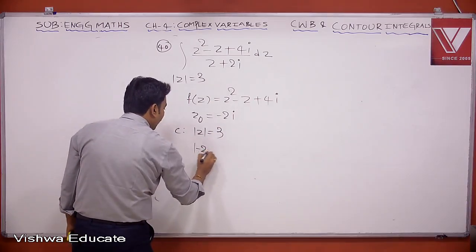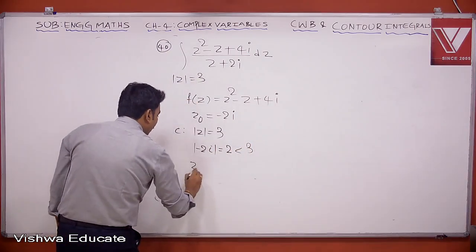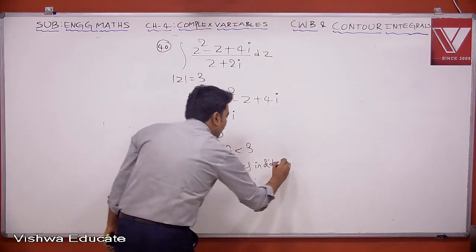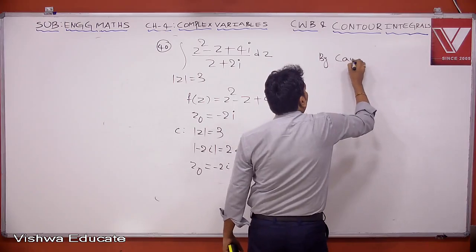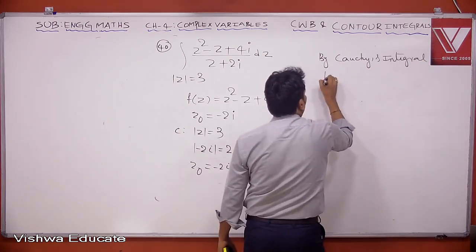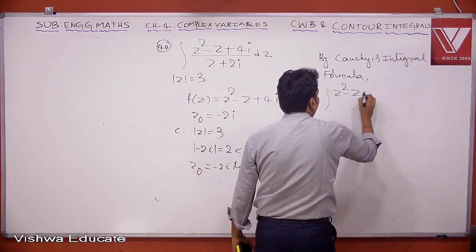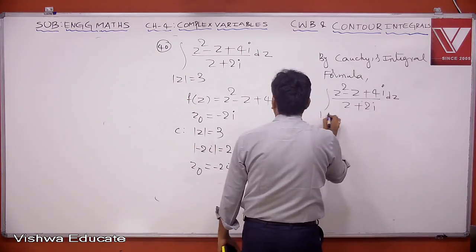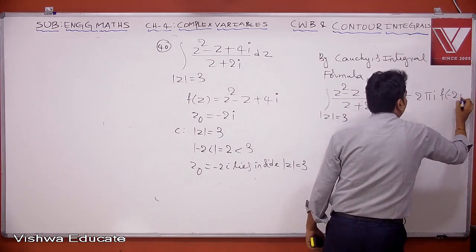Now you can see the modulus of minus 2i is 2 only, so this is less than 3. Therefore, z naught equal to minus 2i lies inside the contour mod z equal to 3. Therefore, by Cauchy's integral formula, this contour integral, that is the integral of (z square minus z plus 4i) divided by (z plus 2i) dz over mod z equal to 3, is given by 2 pi i into f of minus 2i.